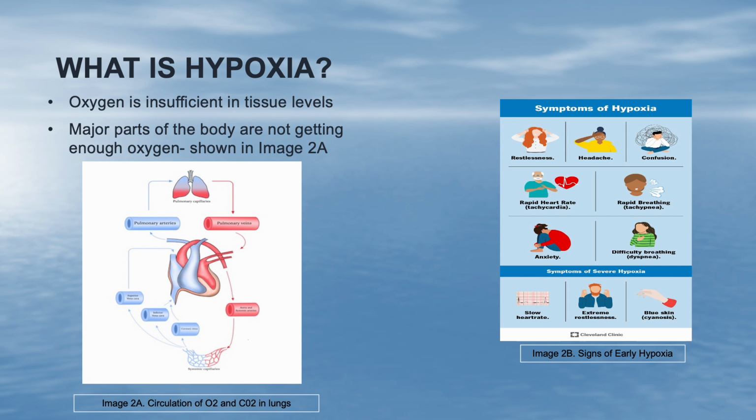as the oxygen is not being transported to the tissue cells through systemic capillaries. And this can be shown in image 2A, where you can see the pulmonary arteries, the pulmonary veins, and a representation of how oxygen travels from the alveoli in the lungs out to the systemic capillaries, where it can deliver that oxygen that tissues need in order to survive. Image 2B also shows a couple of examples of symptoms of hypoxia, such as rapid breathing, rapid heart rate, anxiety, and obviously slow heart rate, which can be a major indicator that there is severe hypoxia occurring in the area.